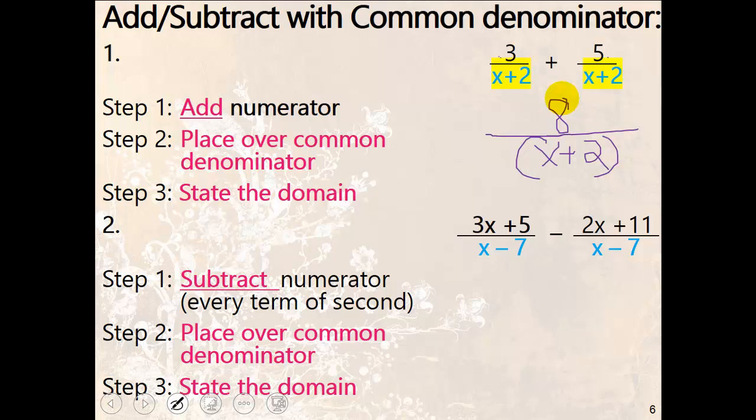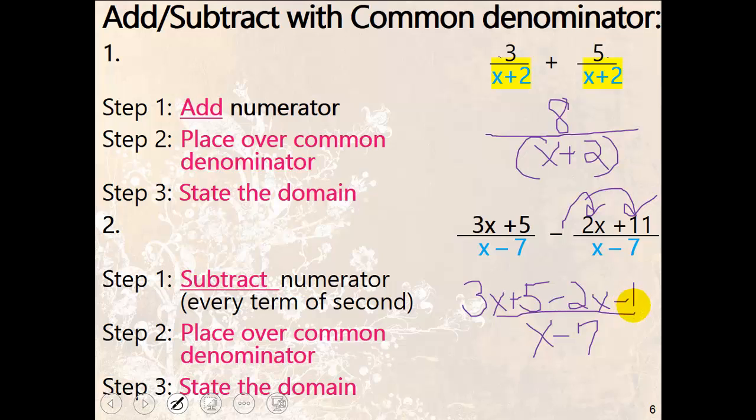For subtracting, it's very similar. You have that common denominator, but now you have to subtract off every single term of that second expression. So my first expression stays exactly as is. That's a common theme. And then minus 2x and then minus 11. Okay? Oh, I haven't been stating the domain. Let me get that in just a second. All right, so this becomes 3x minus 2x is x. 5 minus 11 is minus 6 over x minus 7.